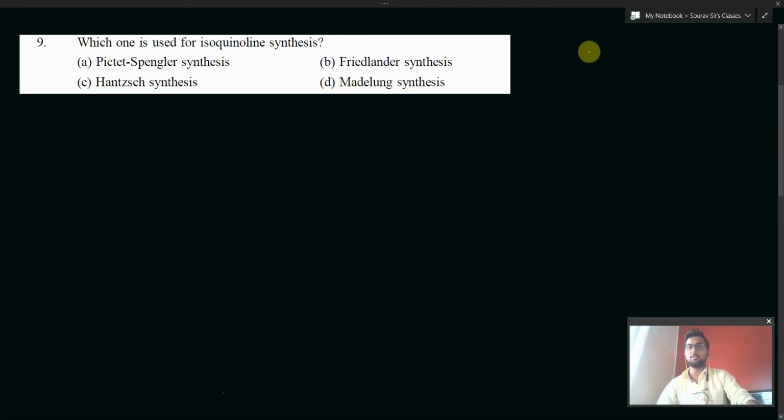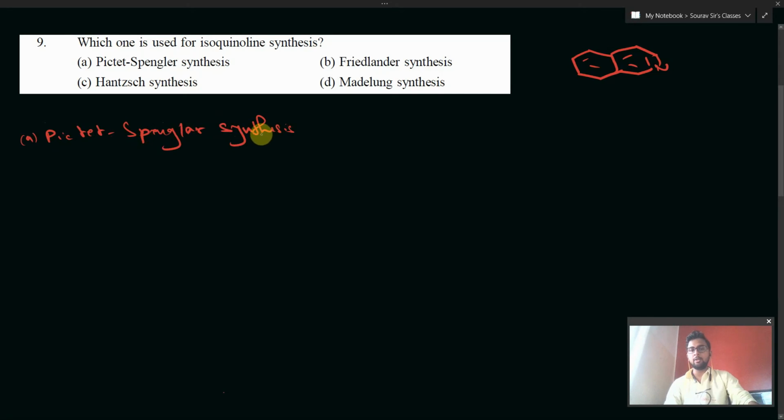Let me draw the structure of isoquinoline for you. So this is the structure of isoquinoline. First of all, let us take the Pictet-Spengler synthesis. I'll be writing down not just the reaction but also discussing the mechanism, so that even if the question is not based on this reaction, you will still have a good grip on the reaction that I'm explaining.